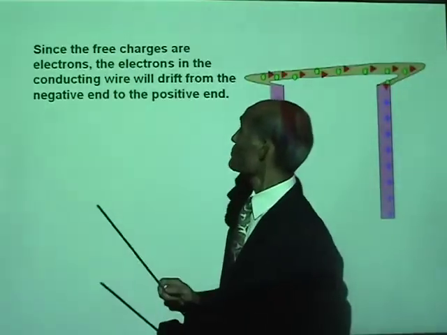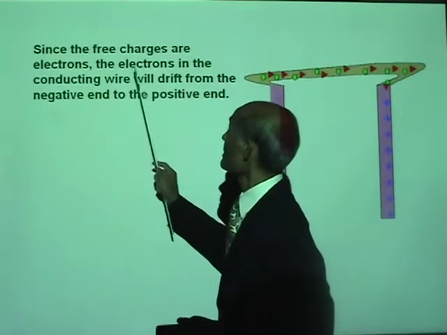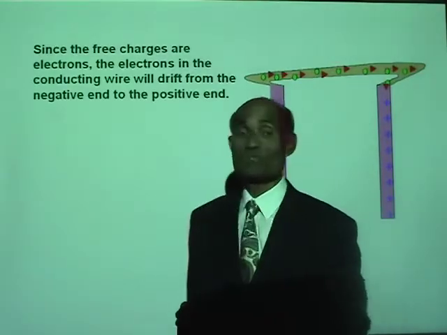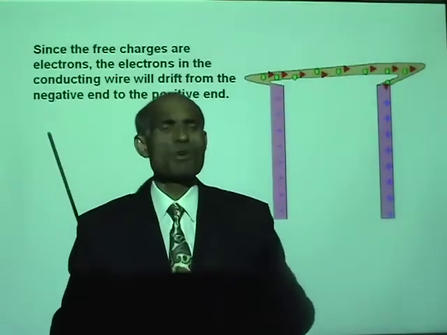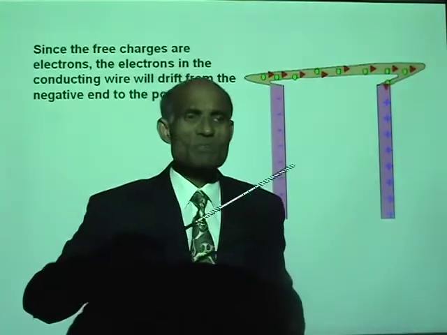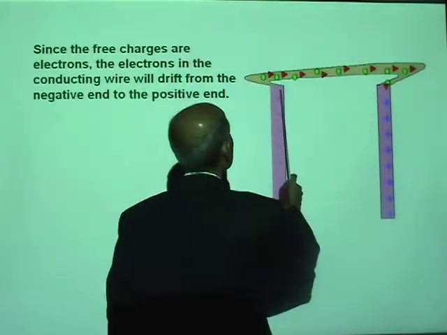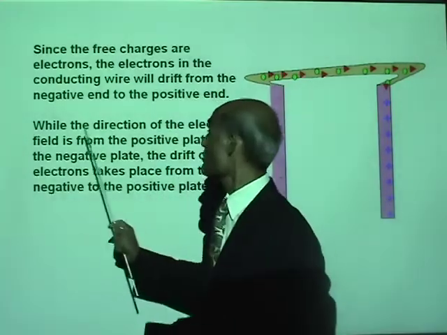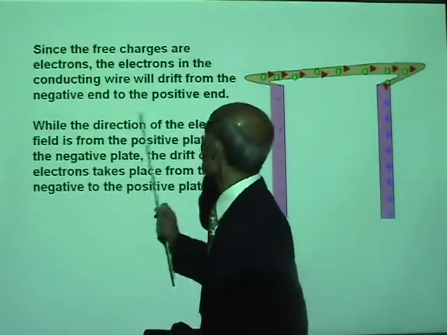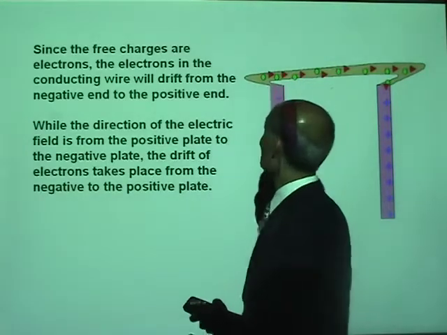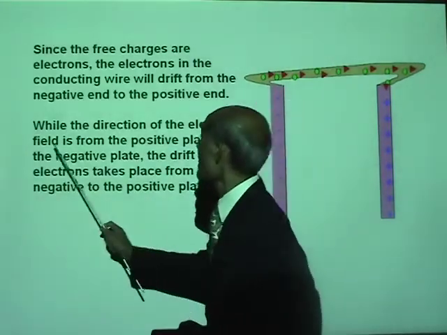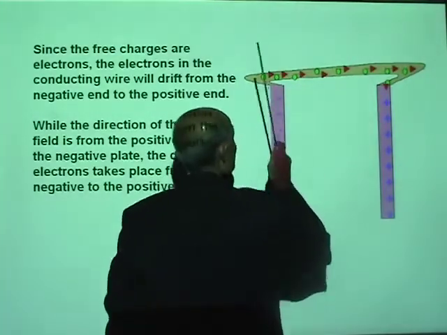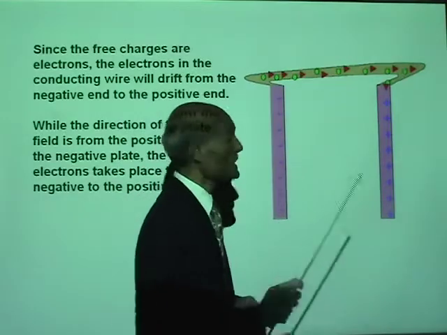Now, since the free charges are electrons, the electrons in the conducting wire will drift from the negative end to the positive end. They really don't move very fast. They simply drift from the negative end to the positive end. While the direction of the flow of these electric charges is from the negative to the positive, the direction of the electric field is from the positive to the negative. You've got to watch that.